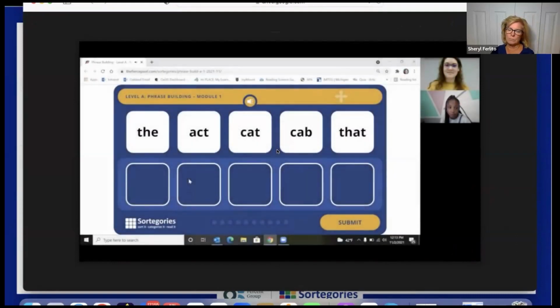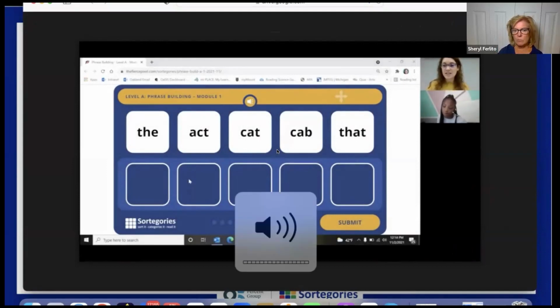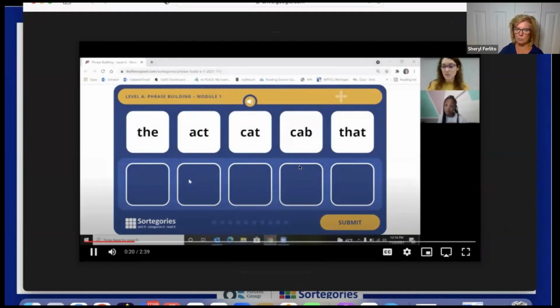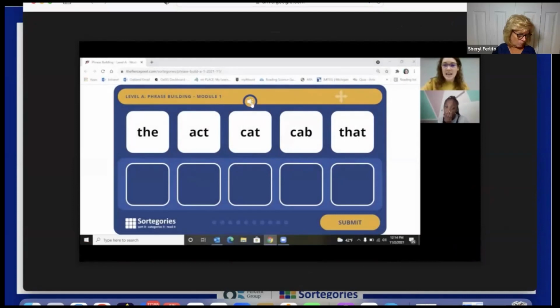Build the cat. Okay, so you're going to build phrases. And I want you to know that phrases are a group of words and we use them to build sentences. So these phrases are going to be parts of sentences, okay? So we're going to click this and listen again for what it told you to build, okay? Build the cat. So it said build the cat. So you're going to find the words with your mouse and you're going to drag them to build the cat.